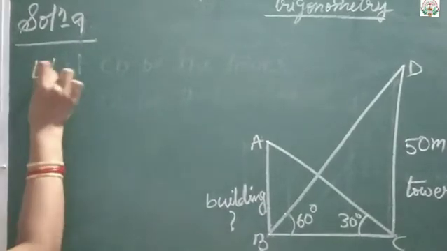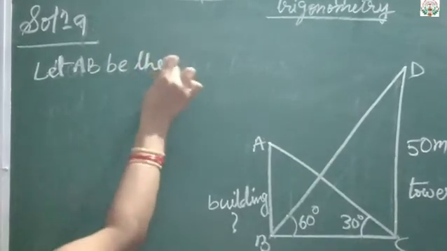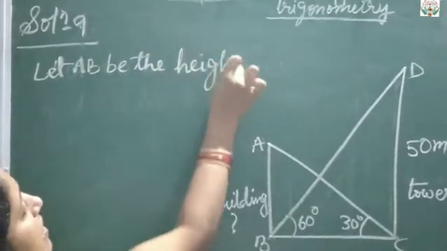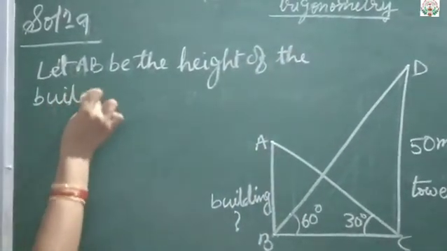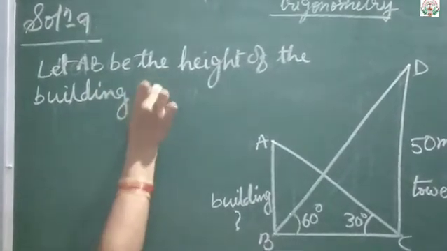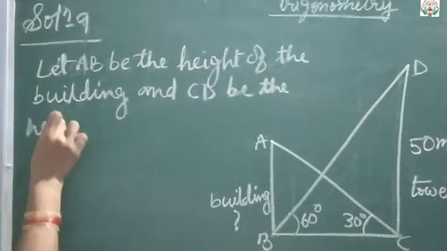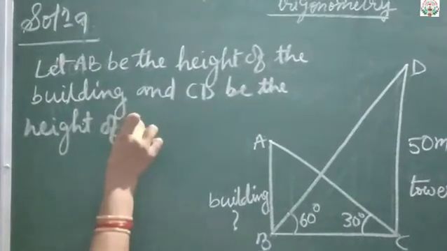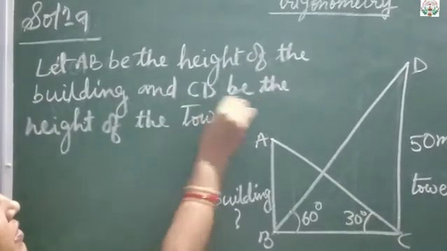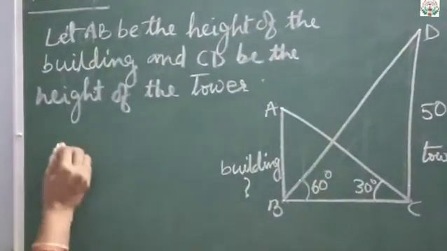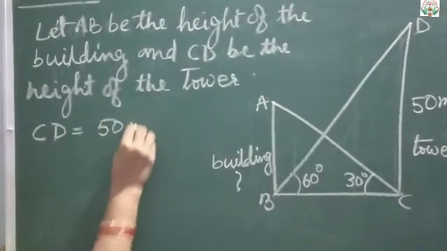Okay, so now write, let AB be the height of the building and CD be the height of the tower. Okay, clear? Now height of the tower, that is CD, is given how much? Height of the tower is given as 50 meter.